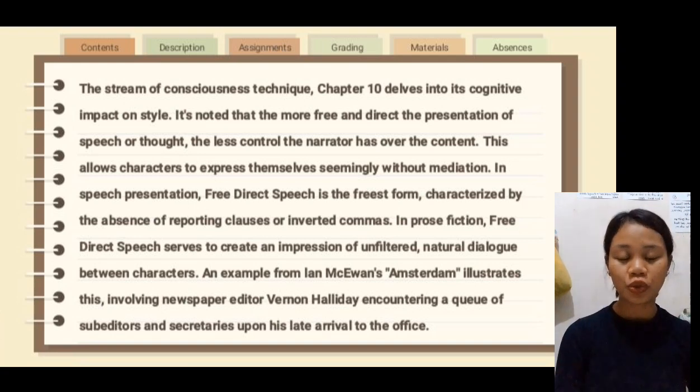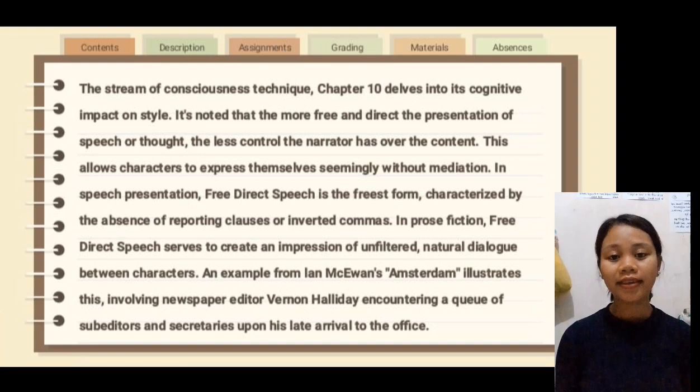In speech presentation, free direct speech is the freest form, characterized by the absence of reporting clauses or inverted commas. In prose writing, free direct speech serves to create an impression of unfiltered, natural dialogue between characters. An example from Ian McEwan's Amsterdam involves newspaper editor Vernon Halliday encountering a queue of sub-editors and secretaries upon his late arrival at the office.